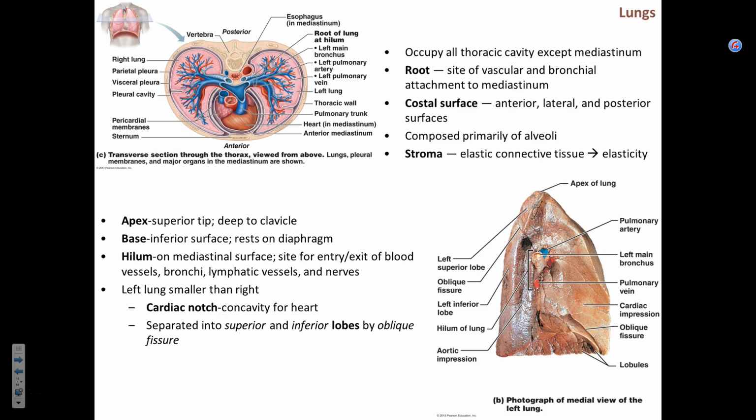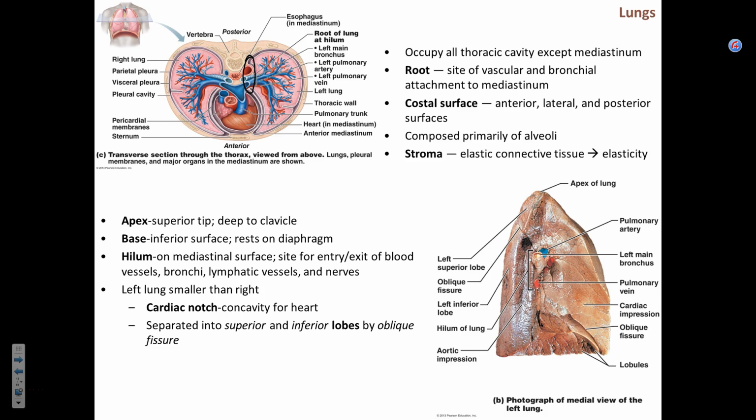So, lung. Left lung is smaller. Everybody understands why. You gotta have a heart. This is the root of the lung, the hilum. We already saw the hilum, like an indentation, sort of. We saw the hilum in lymph nodes.